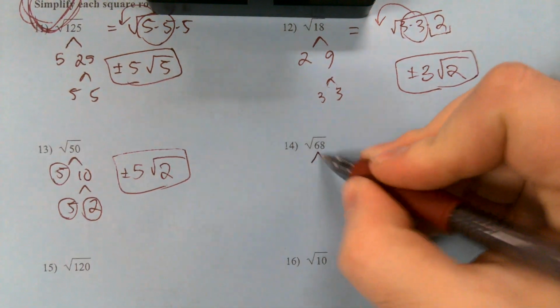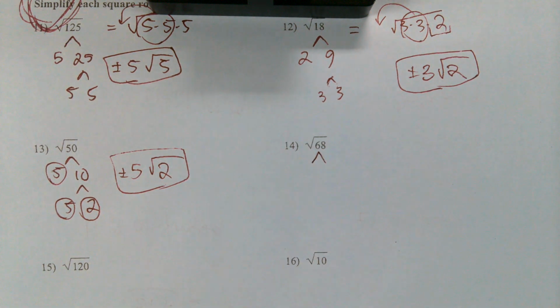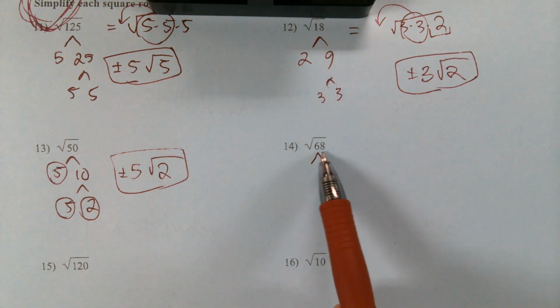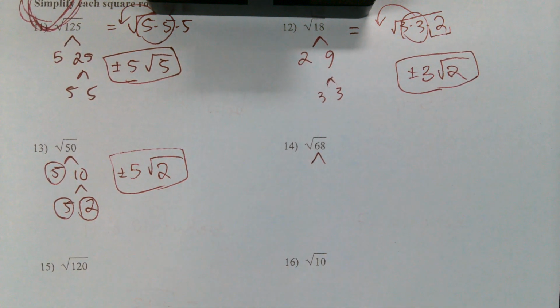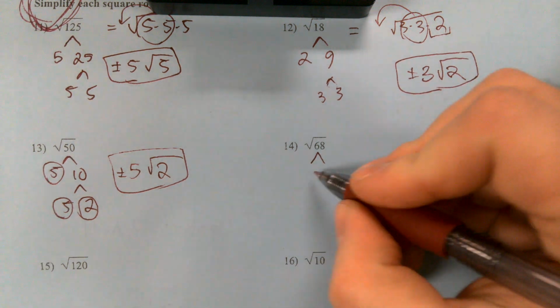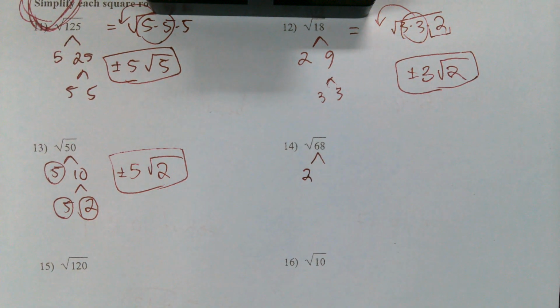Now 68. 68's a weird number. It's kind of hard for us to imagine what two numbers multiply to give us 68. But we do know that 68 is even, right? It ends in an even number. The whole number itself is even. So we can split it in half. Anytime we have an even number inside the square root, we can divide it by 2. So when we get a weird number like 68, or 120 down at the bottom, we can just split it in half. So what is half of 68?